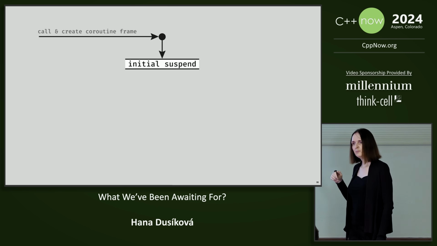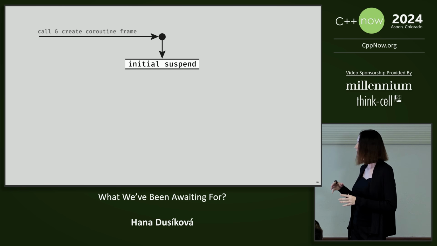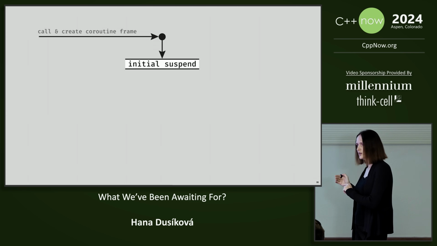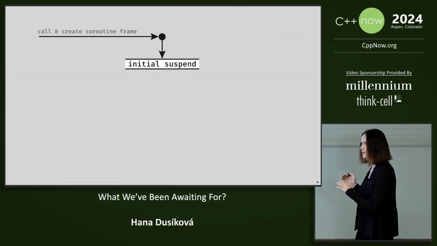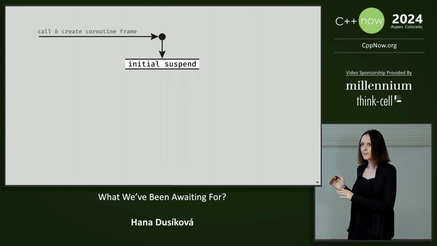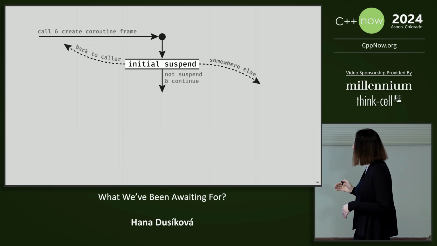And it will go immediately into initial suspend. It will create the coroutine frame. It will create the promise type inside. And then it will call initial suspend. And initial suspend can decide what to do next based on its return type. It can suspend, or it can just continue, or it can jump somewhere else.